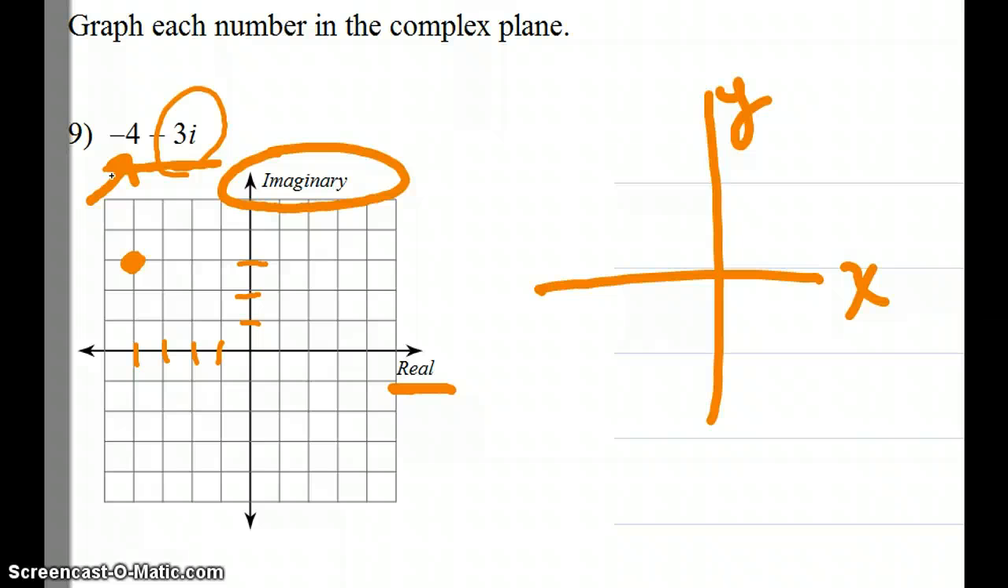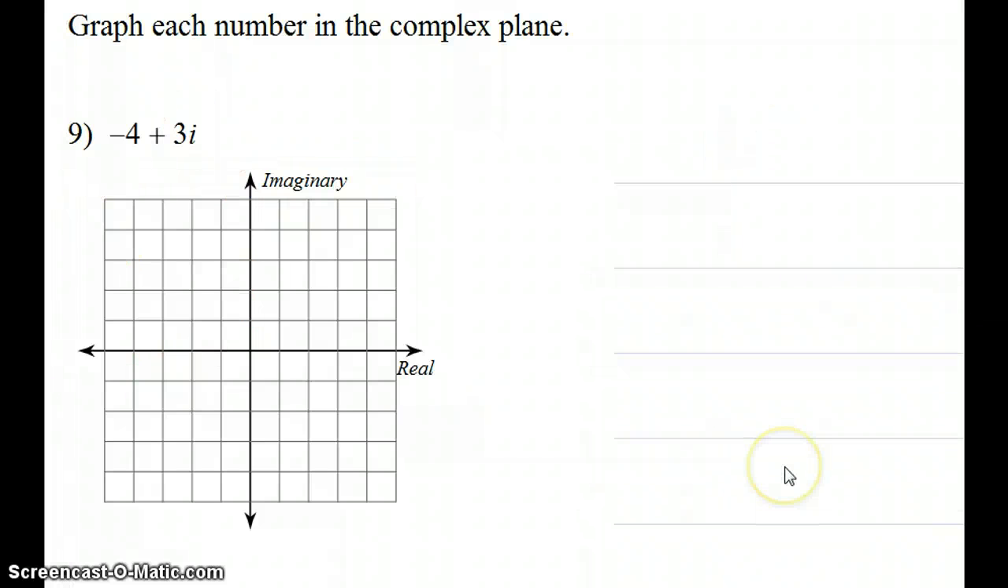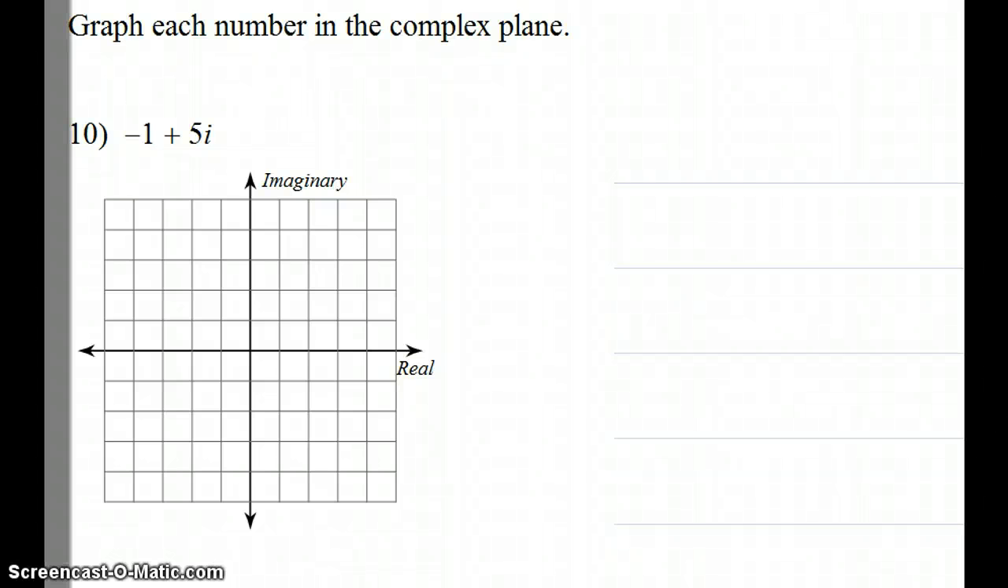Let's try one more. So again, when you see a complex number, we have to see the real piece and the imaginary piece. So just go over to the real piece, -1, go up to 5, and graph your dot.